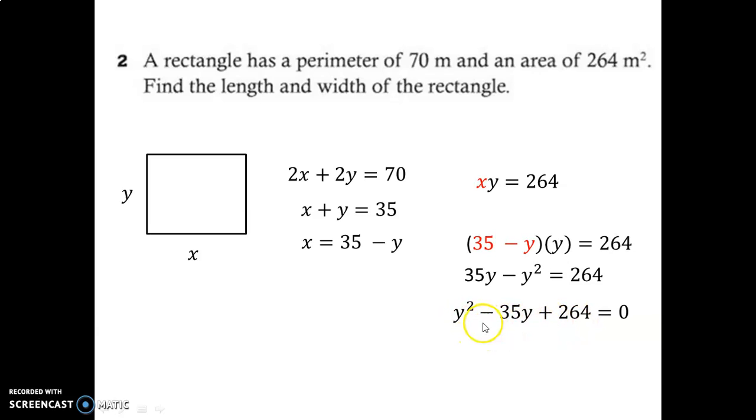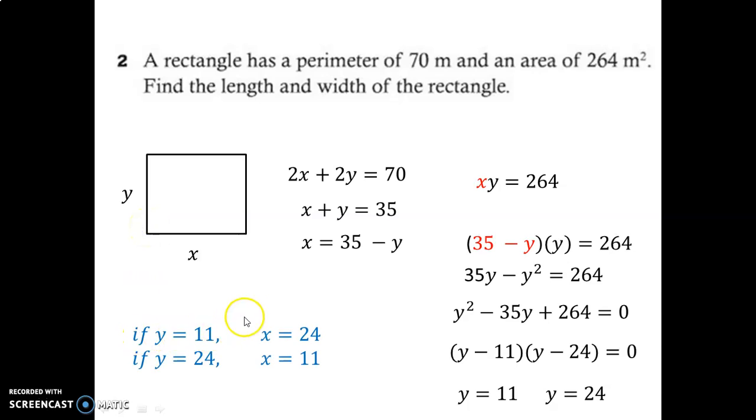It's a quadratic. Again, it's an area problem, therefore we have one dimension times another. We have a squared value. So we have our quadratic that represents the area. And now we can solve this. When you solve that, it can factor into y minus 11, y minus 24. That means our two answers for y are 11 and 24. So this length here, because that's what y represents, can be either 11 or 24.